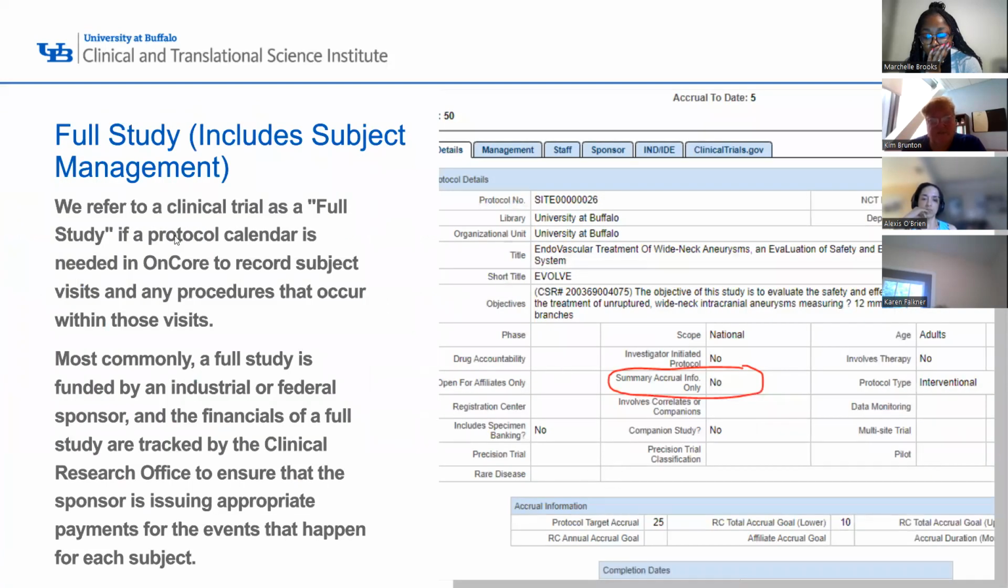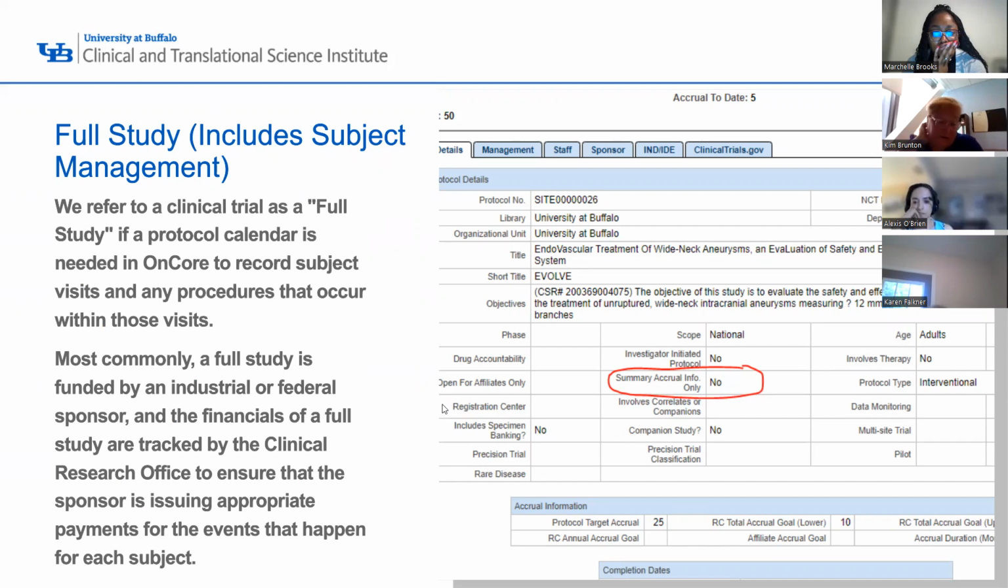Full studies. This includes the full subject management. Okay, so we refer to them that way if a protocol calendar is required. And that's, you're going to be recording individual subject visits and the procedures that occur within those visits. And you can see in this case, from the home screen on your study, it will say that summary accrual is no. If it says no, it means it's a full study.